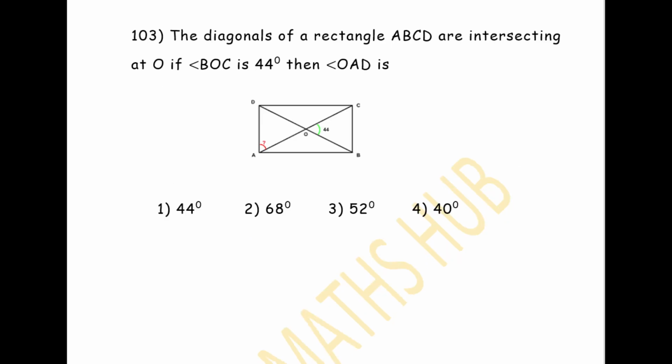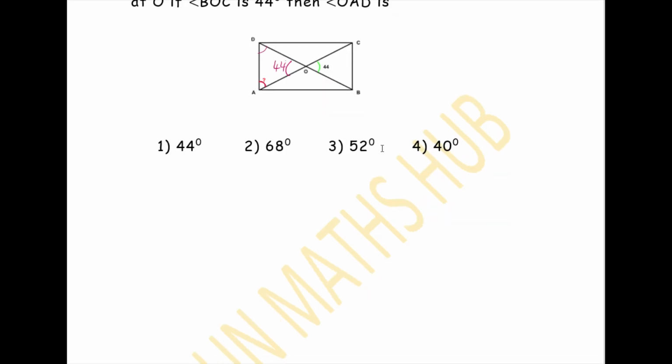Moving to question number 103. The diagonals of rectangle ABCD are intersecting at O. If angle BOC is 44 degree, then angle OAD is equal to. Now angle BOA will be equal to 44 degree because vertically opposite angle. Now angle A will be equal to angle D because the diagonals bisect each other. OA is equal to OD, therefore angle A equals angle D.